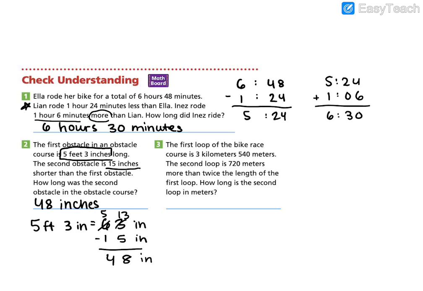Okay, and let's complete number 3. The first loop of the bike race course is 3 kilometers and 540 meters. The second loop is 720 meters more than twice the length of the first loop.